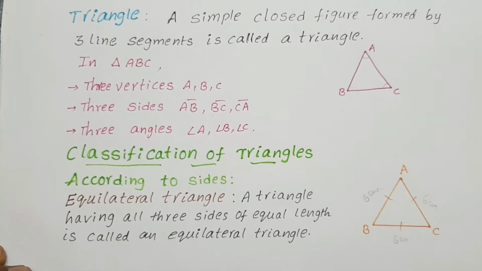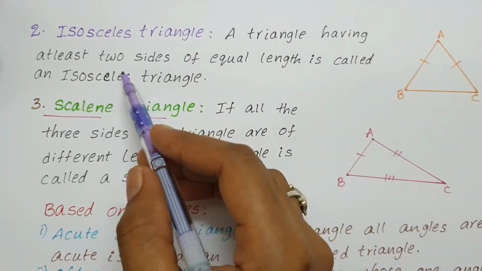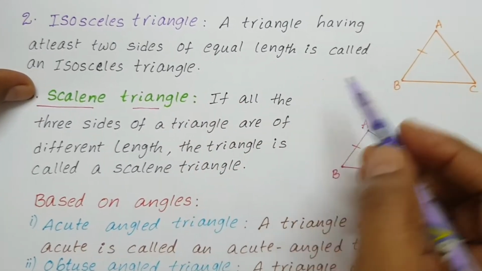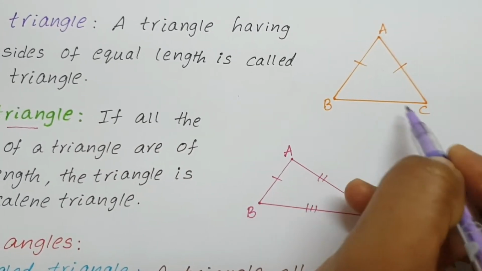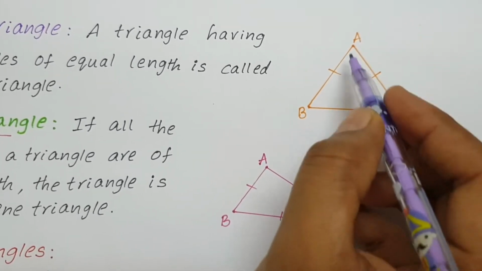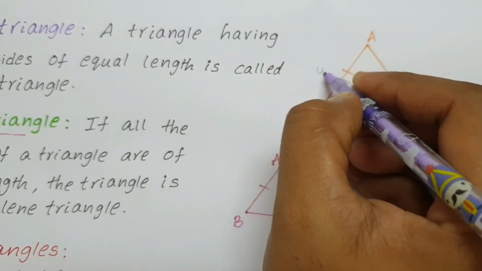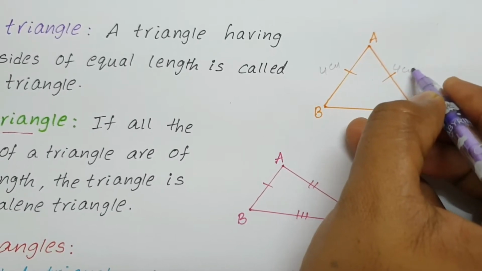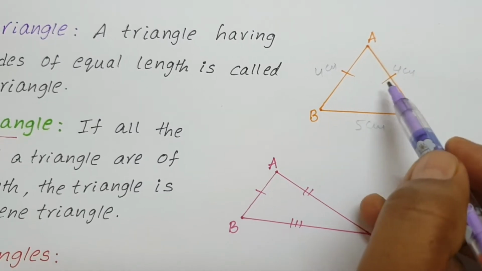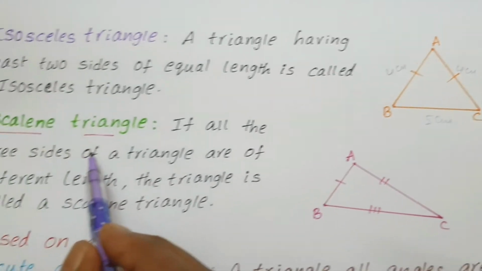Next, the isosceles triangle. A triangle having at least 2 sides of equal length is called an isosceles triangle. It means 2 sides are equal. ABC is one such triangle: AB equal to AC or AB equal to BC, any 2 sides are equal. For example, here 4 centimeters, here also 4 centimeters, and this is 5 centimeters. Here 2 lengths are equal, so it is called an isosceles triangle.